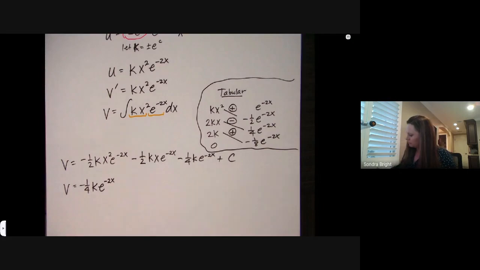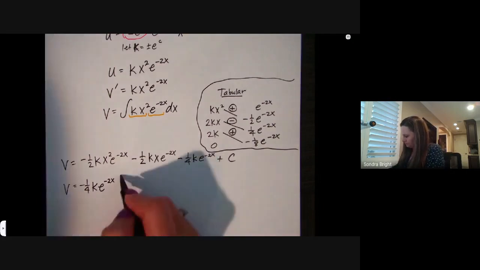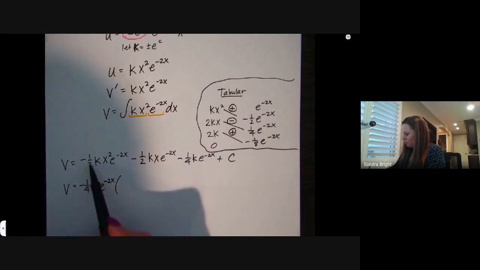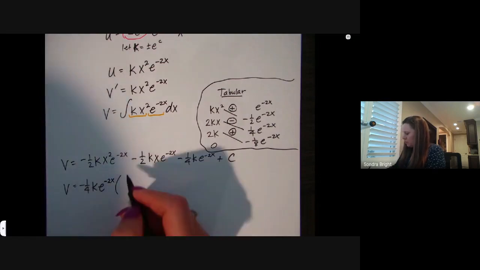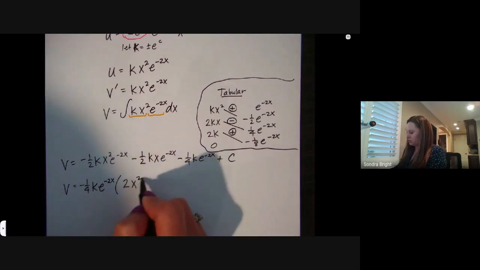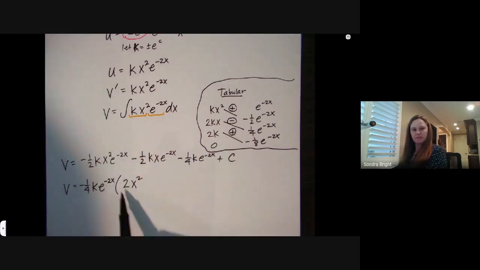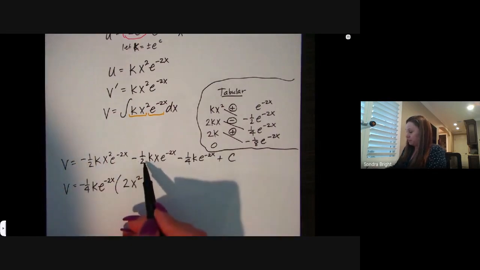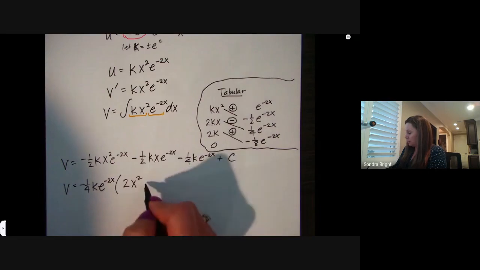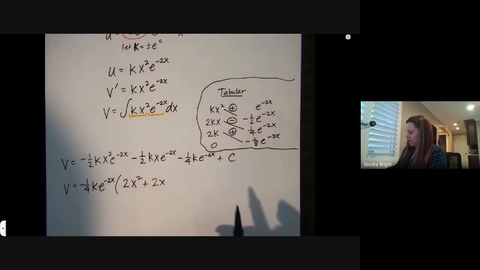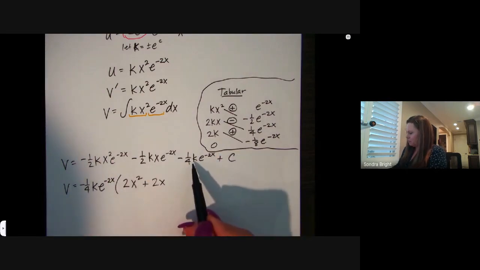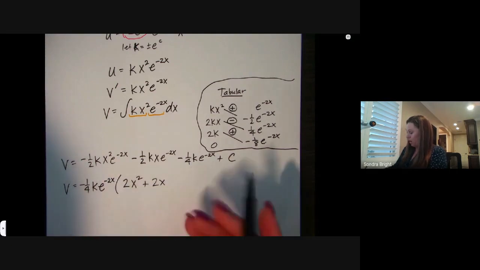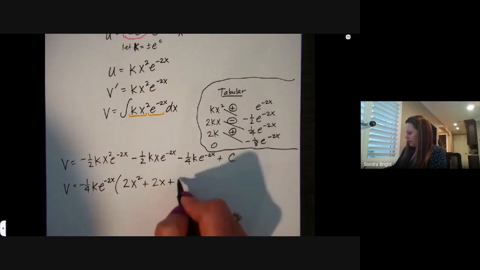And what am I left with when that happens? Well, that would be a 2x squared from the first term, since 2 times negative 1/4 will give you that. And then another plus 2x. And then here, there you go, plus 1. And then plus that c value.